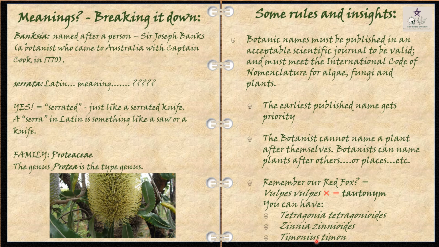I like this one. There's a plant in the north of Australia. It might grow further north as well. It's called Timonius timon, and I might look that one up to see what that sort of refers to, but I really like that name. You will come across some botanical names that you really like. They've just got a really nice ring to them. You might be able to relate them to something you know in order to remember them.